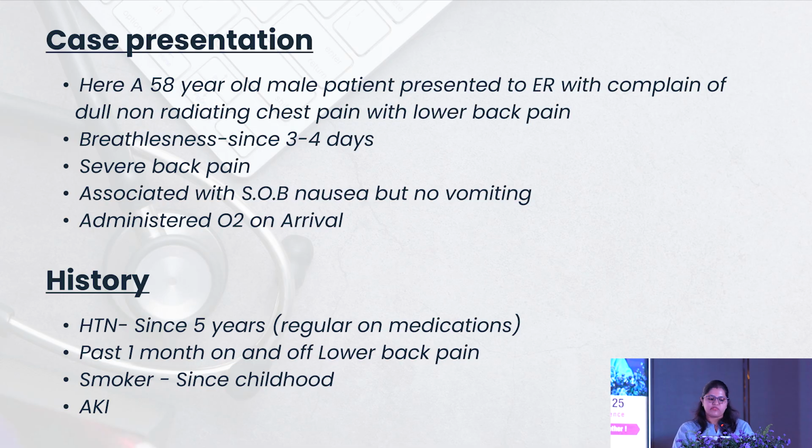Here there is a 58-year-old male patient who presented to emergency with a complaint of dull, non-radiating chest pain since 3 to 4 days, breathlessness, severe back pain, and associated with SOB, nausea, but no vomiting. He had a history of hypertension since 5 years, regular on medications. From the past 1 month, he had on and off lower back pain, and he was a smoker since childhood.